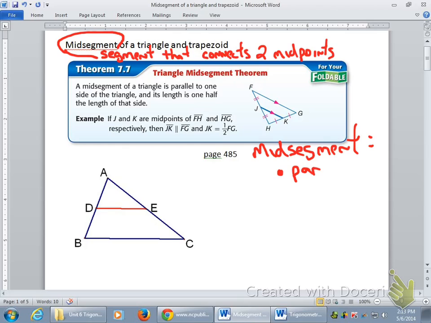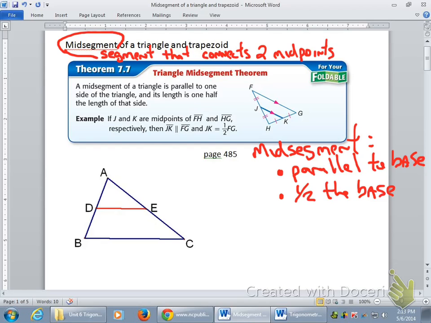It is parallel to the base. That is one property. And it is half the base. That is the second property.